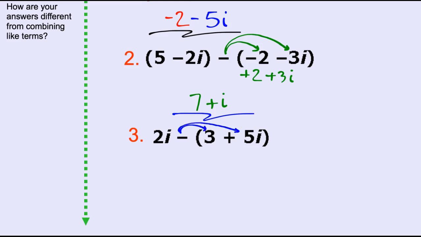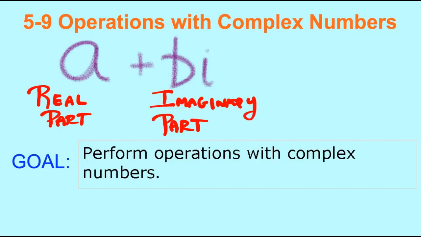Don't forget to distribute the negative, so really it's a minus 3 and a minus 5i. Combine that with a positive 2i, we get negative 3 minus 3i. Because if you go back to the previous slide, the general form is a plus bi, so usually it's always the real part plus or minus the imaginary part.